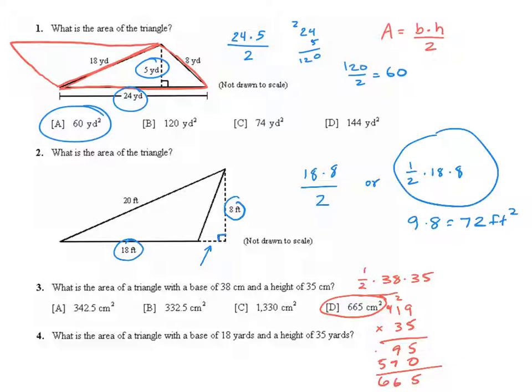In our last problem, the area of a triangle with a base of 18 and a height of 35. We're going to do half times the base times the height, or the base times the height divided by 2. I'm going to do half of 18, which is 9, and then 9 times 35, or 35 times 9. Let's see, this would be 315, so this would be 315 square units. Our units were yards, so 315 square yards.